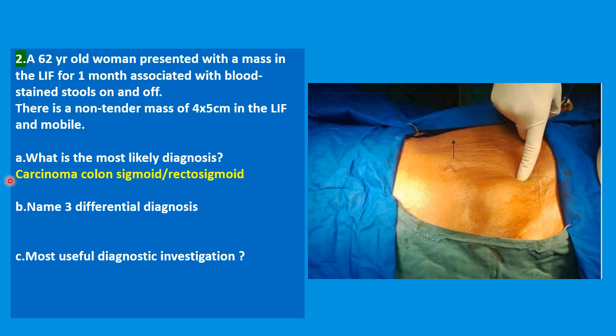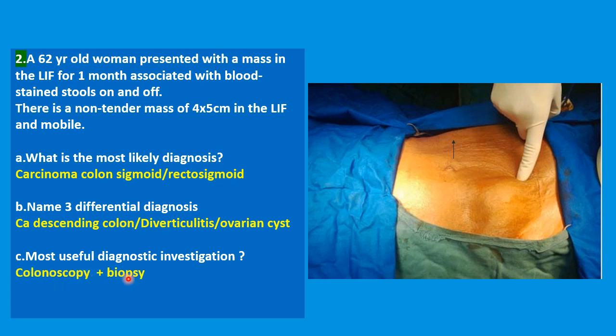Okay, this will be the most likely diagnosis in this patient, considering the age with blood-stained stools and a non-tender mass in the left iliac fossa. Question number 2. Name 3 differential diagnoses. These are carcinoma of the descending colon, diverticulitis with a diverticular mass, and left ovarian cyst. Question C. Most useful diagnostic investigations for the patient. This will be colonoscopy and biopsy.